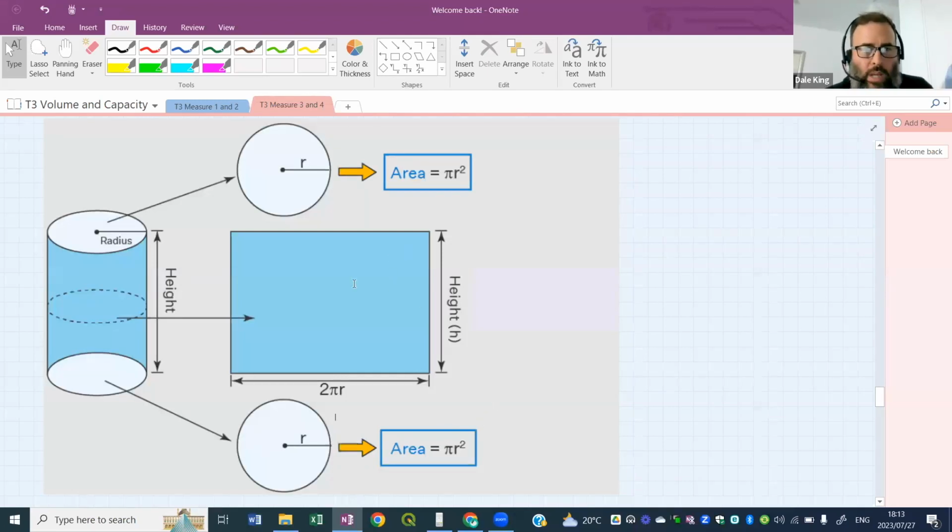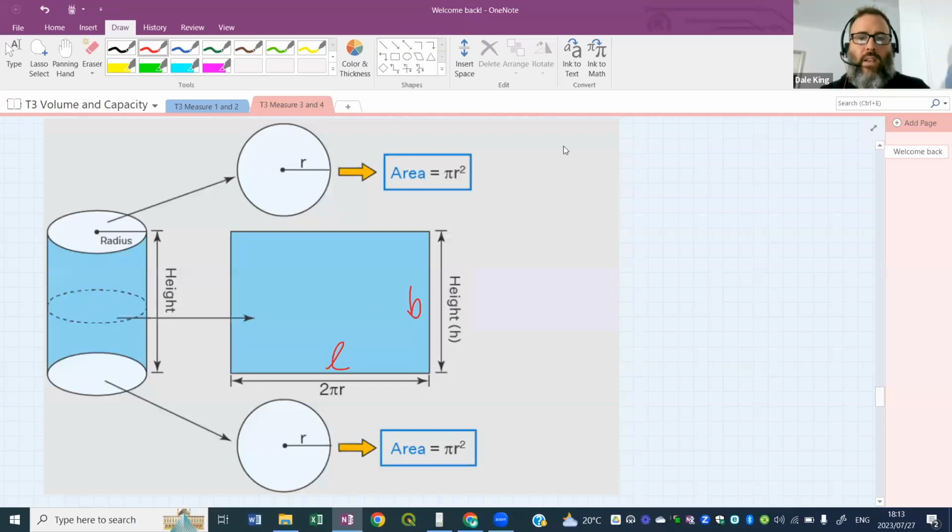Now, the tricky part here is the rectangle. We know that for every rectangle, to work out its area, we need length times breadth or width. In this case, it's called a height, because the cylinder is standing up. If the cylinder was lying on its side, they would give it a different name. It doesn't matter what they call it. It's 2 dimensions that you need to multiply: the long part at the bottom times the other part on the side. I'm calling it length and breadth. They're calling it something else.